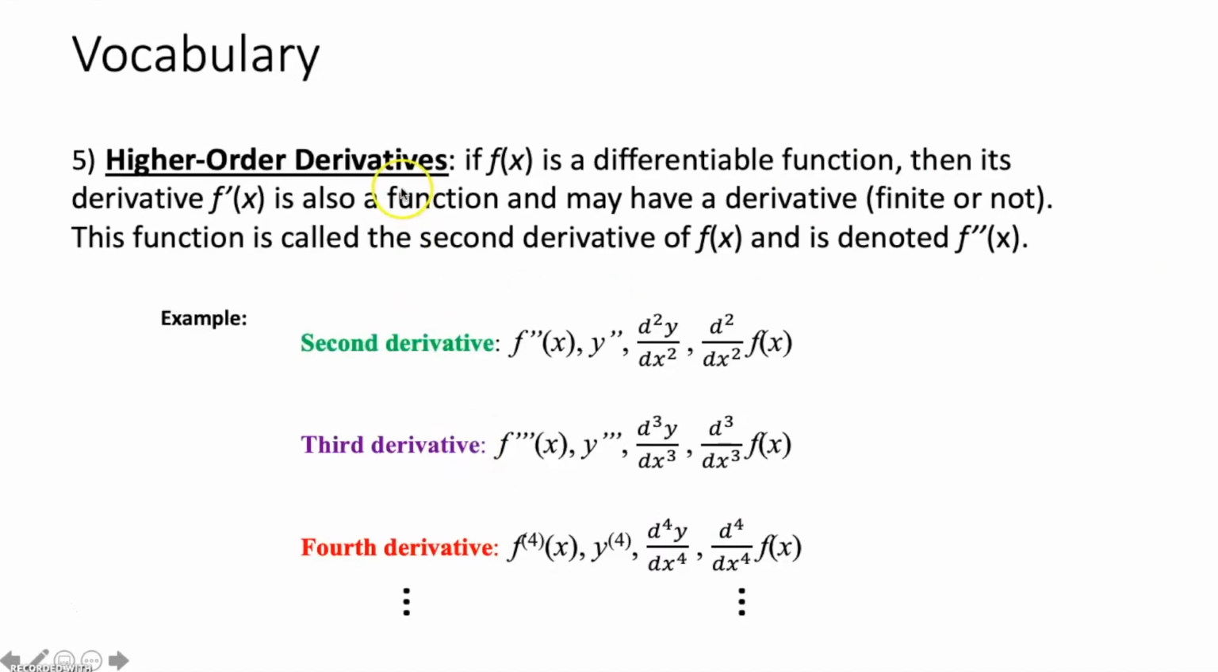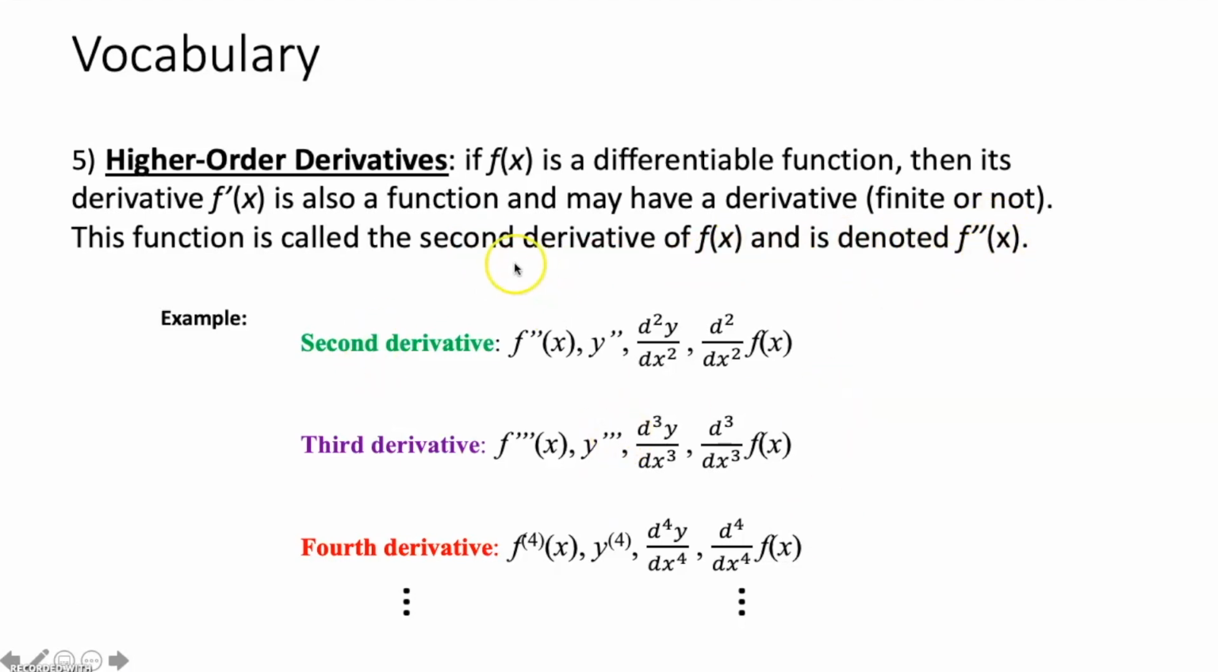Now, higher order derivatives. It says if f of x is a differentiable function, then its derivative f prime of x is also a function and may have a derivative, finite or not. This function is called the second derivative of f of x and is denoted f double prime of x.